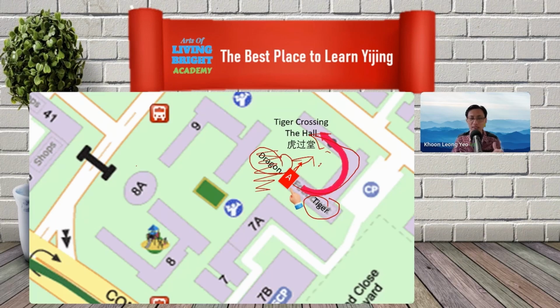Follow? Okay, so just remember, sometimes when you look at a dragon and a tiger, they may just cross. Dragon crossing the hall or tiger crossing the hall. These are just layouts. We will later study what it means if it's tiger crossing the hall, what it means if it's dragon crossing the hall, and what the implications are.